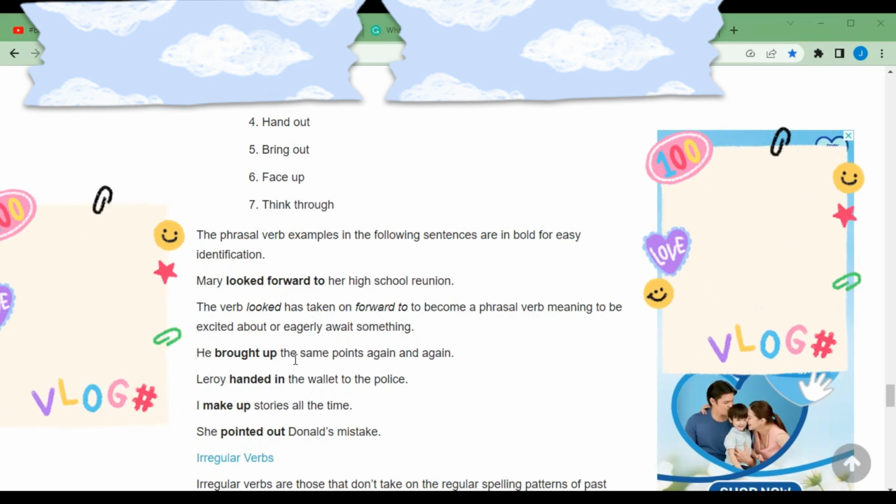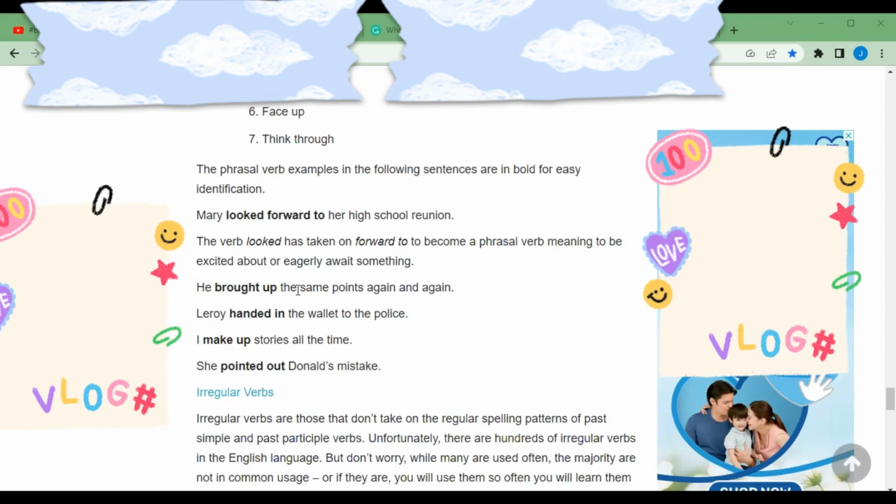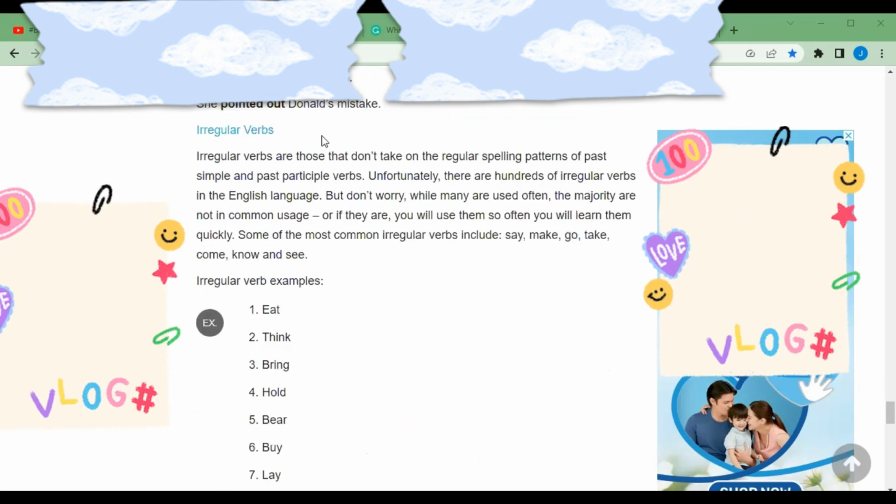He brought up the same points again and again. Leroy handed in the wallet to the police. I make up stories all the time. She pointed out Donald's mistake. Okay, now let's move on to irregular verbs.